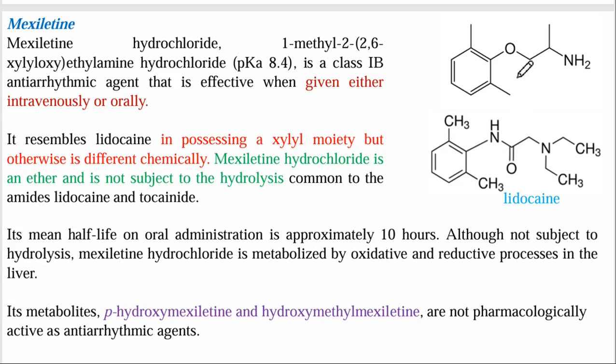Structural difference, you can just compare from the lidocaine what are the structural differences. As we have seen in the tocainide, it is similar to that of the tocainide. That's why it is again an analog of lidocaine, and it possesses a xylene moiety which is otherwise chemically different. Rest, it is not subjected to any kind of ether or hydrolysis. And the two metabolites are p-hydroxy mexiletine and hydroxy methyl mexiletine, which are not pharmacologically active as an antiarrhythmic agent.